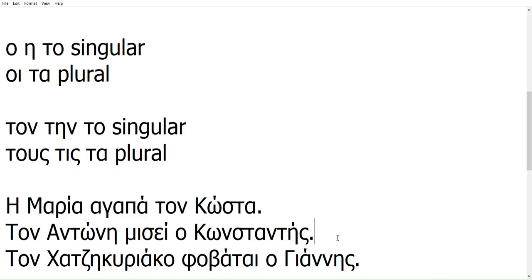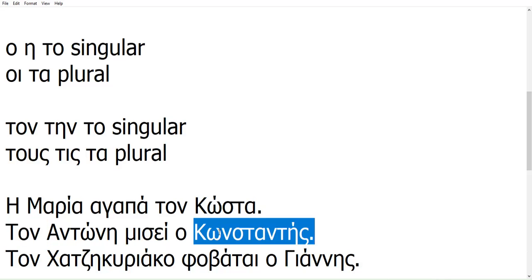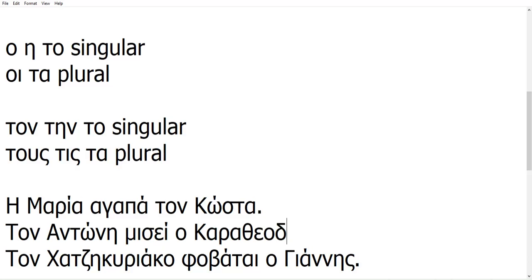Τον Αντώνη μισεί ο Κωνσταντής. Notice here I put on purpose difficult names to see that even if you cannot even read the name, you should be able to know that since you have this O here, this is the subject, and this tone here gives you the object. Even if you cannot read the name. I could write something completely different, but I understand that many people who now learn Greek might not have seen this word before. It doesn't matter. And that's an issue that often appears with students.